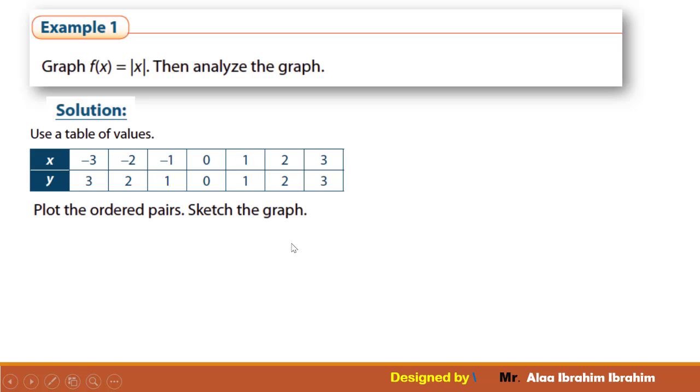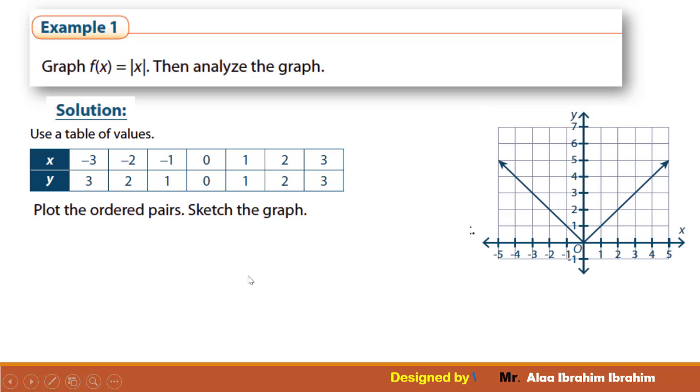So I have to plot the ordered pairs. You know the ordered pairs are negative 3 and 3, negative 2, 2, negative 1, 1, and so on. So these are your ordered pairs. You have to plot them in your graph like this. So this is your function and we graph it. This is your absolute value function.